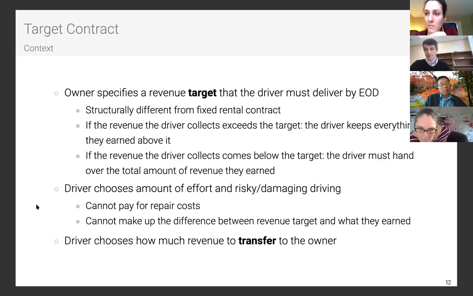So after the day's finished, the driver's collected all the revenue that they are going to collect. They come back, they meet the owner at the end of the day, and the driver makes a unilateral decision about how much of the revenue they earn to transfer to the owner, right? And so they can follow what the contract is supposed to require, or they could lie and not do that. It's their choice.